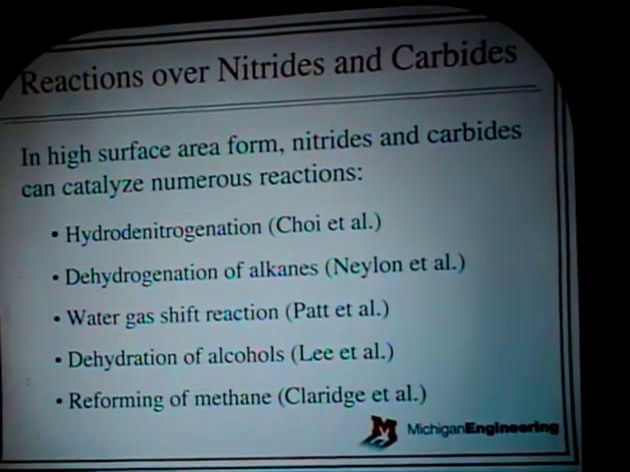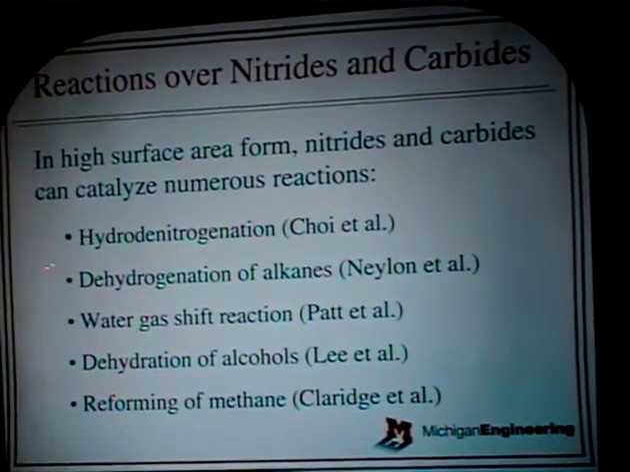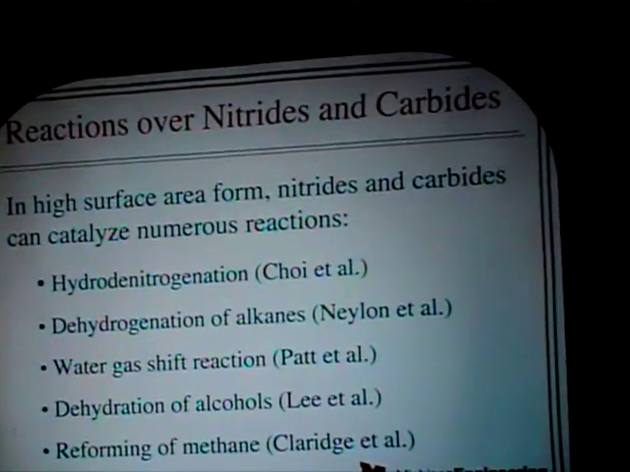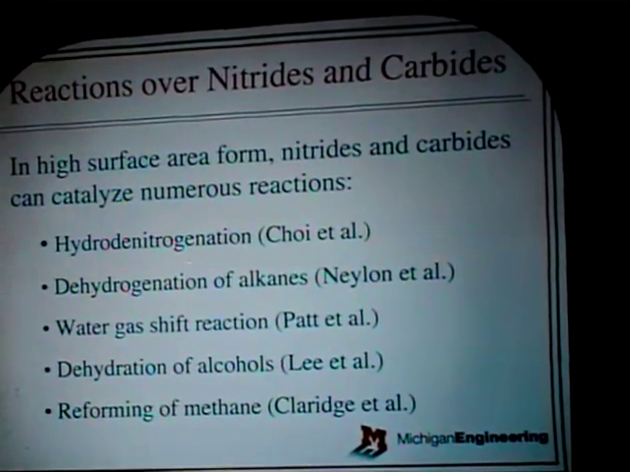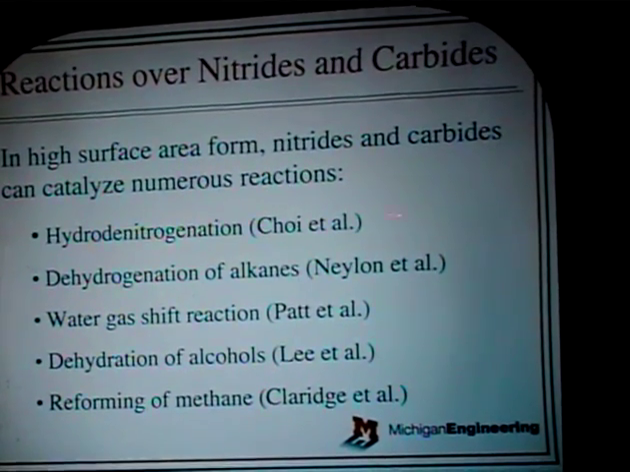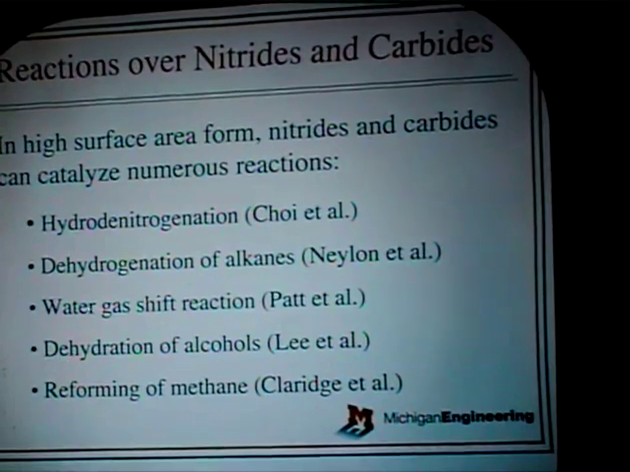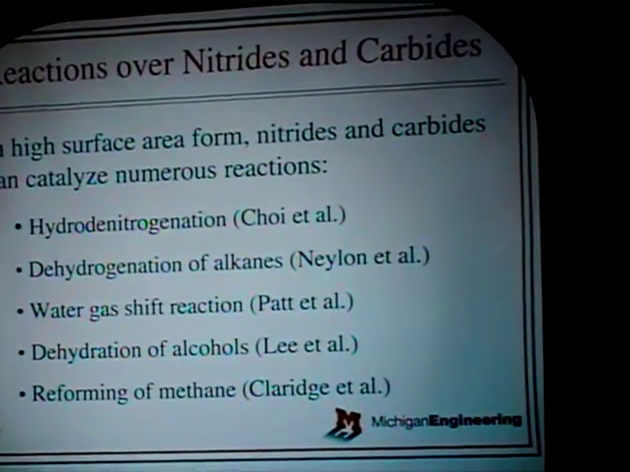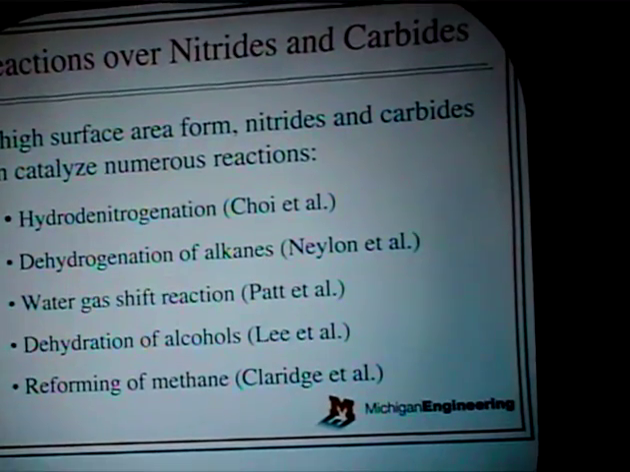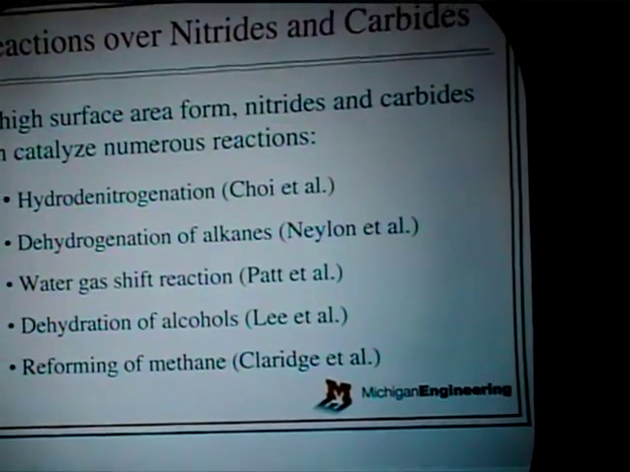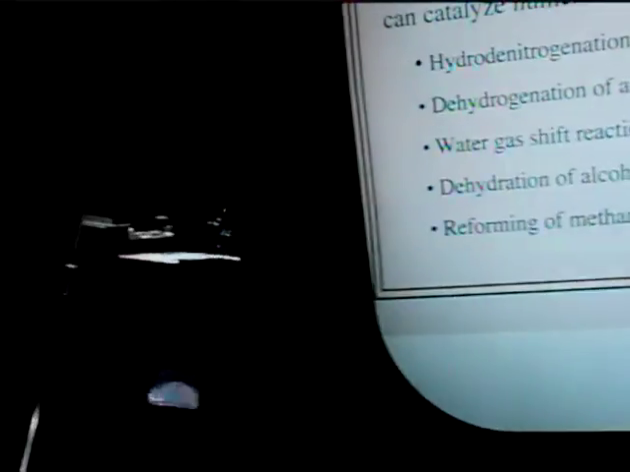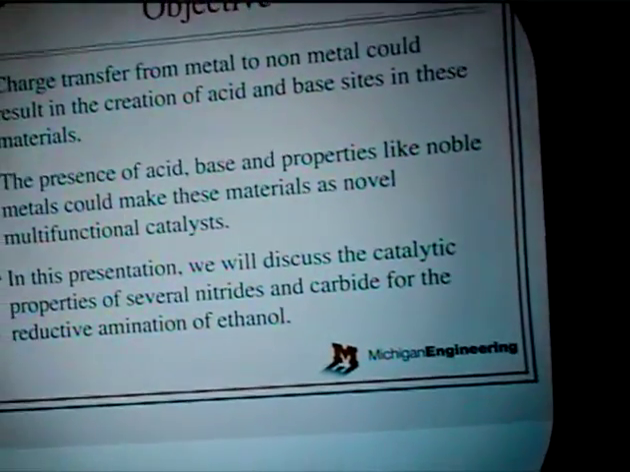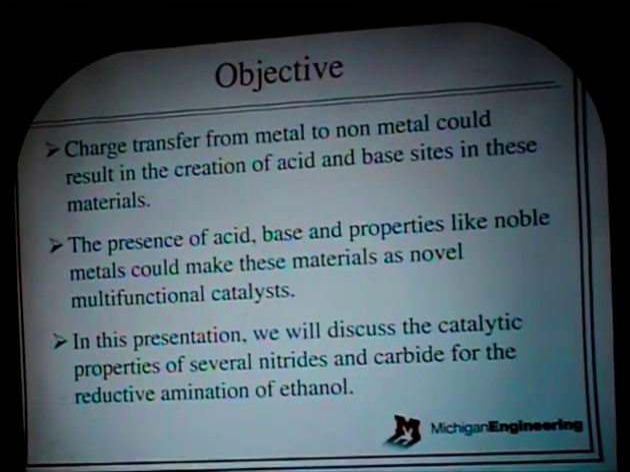Some of the reactions of commercial importance are hydrodenitrogenation and hydrodesulfurization of nitrogen and sulfur compounds present in petroleum fractions, dehydrogenation of alkanes like butane to butene and then butadiene, the water gas shift reaction, dehydration of alcohols, and reforming, which includes both dry and steam reforming of methane. Now, as explained by my previous speaker, there may be some charge transfer from metal to non-metal, and this may create some acidic and basic sites in these materials.